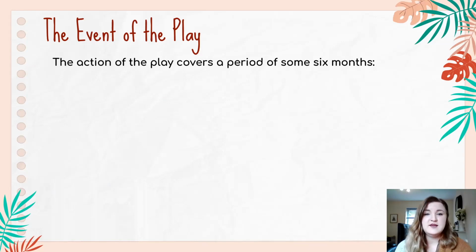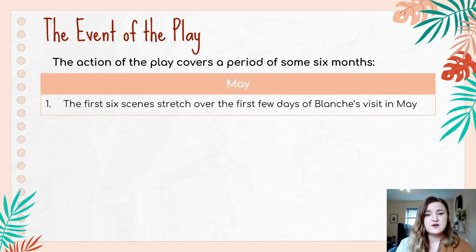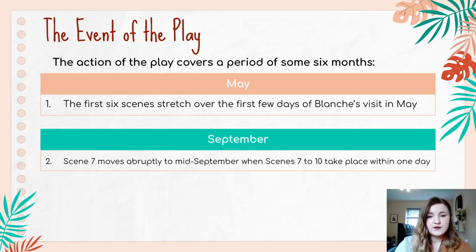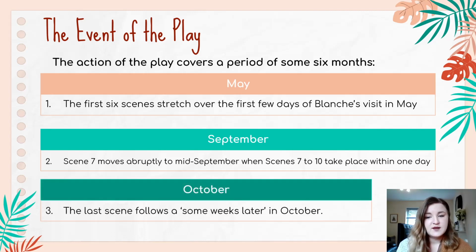So let's start with the events of the play. The action of the play covers a period of some 6 months and is divided into 3 clusters. We start with the first 6 scenes, which stretch over the first few days of Blanche's visit in May. We then have an abrupt jump to mid-September, where we have scenes 7, 8, 9 and 10, which take place within 1 day. And then finally, the last scene follows some weeks later in October.